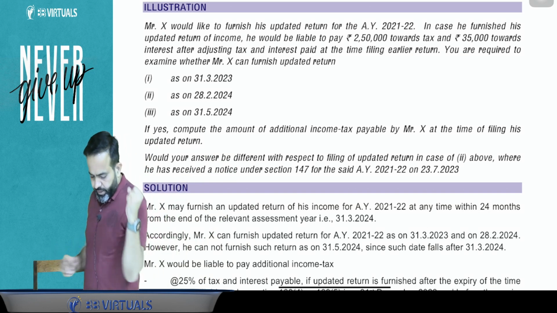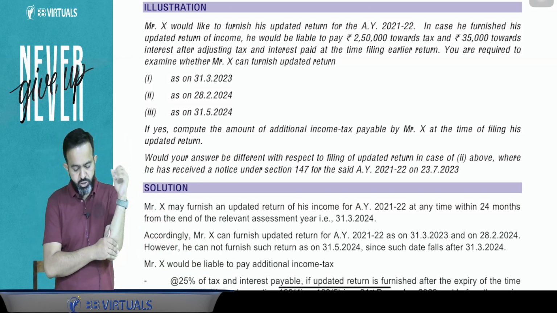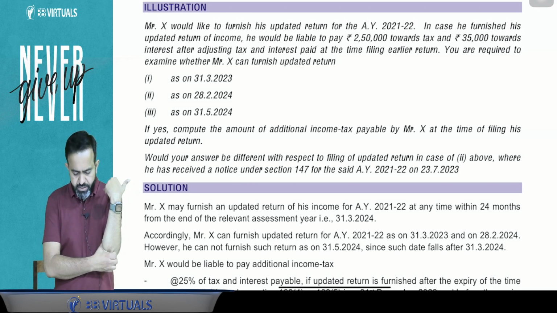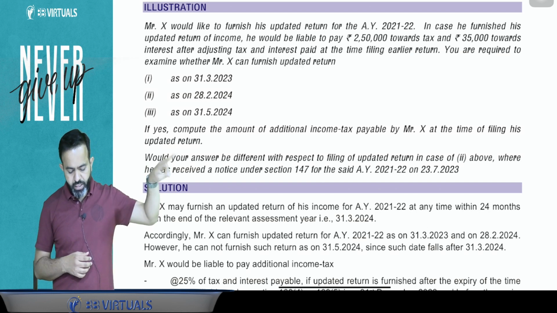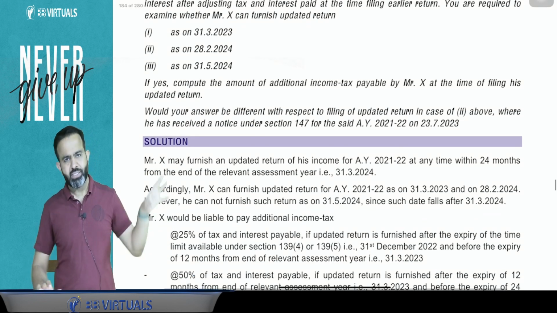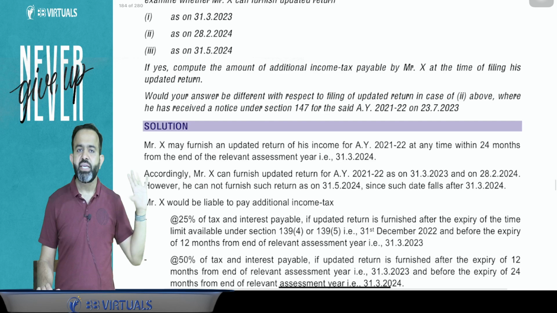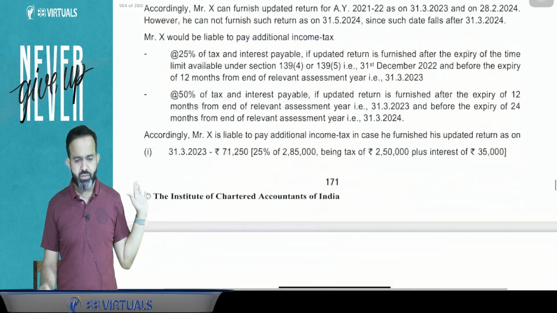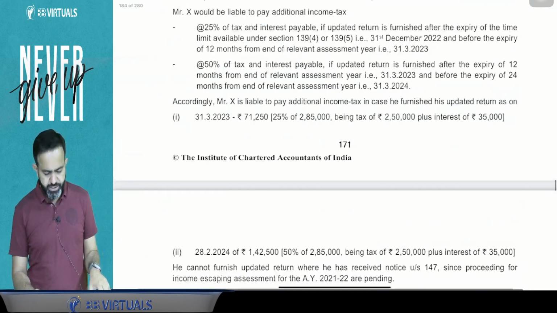Now they ask, if yes, compute the amount of additional income tax payable by Mr. X at the time of filing of updated return. And would your answer be different with respect to filing of updated return in case number 2 above, where he has received the notice under section 147 for that year? Notice under section 147 means assessment is already pending, and when assessment is pending, he cannot file the updated return. So this is the solution. Just check it. Just read it from here only.